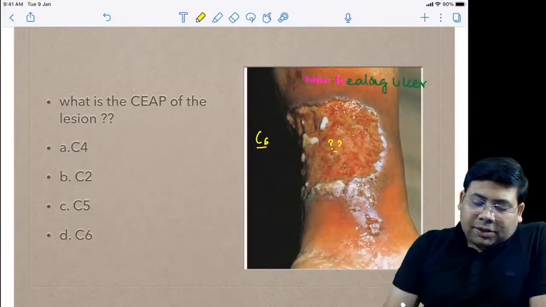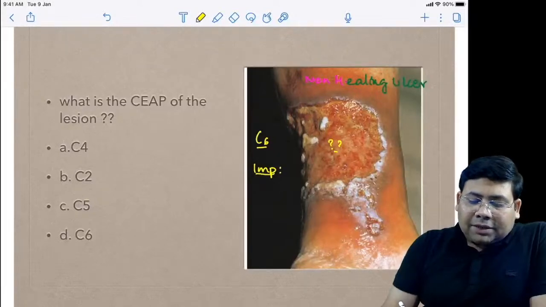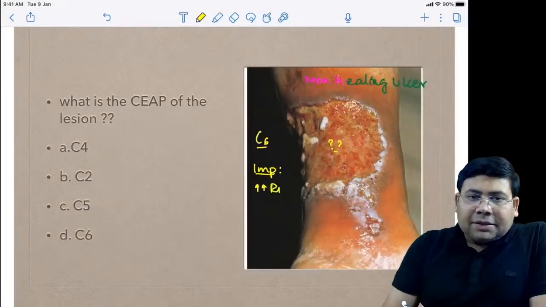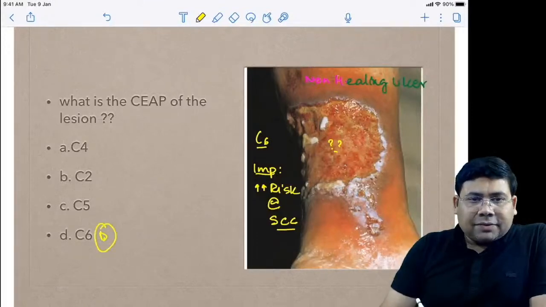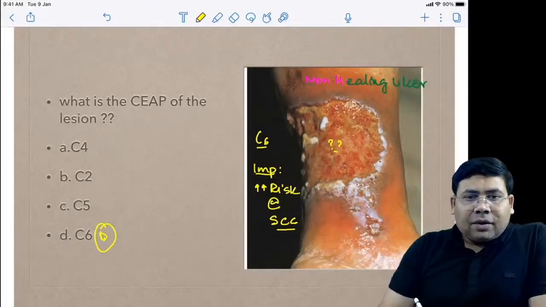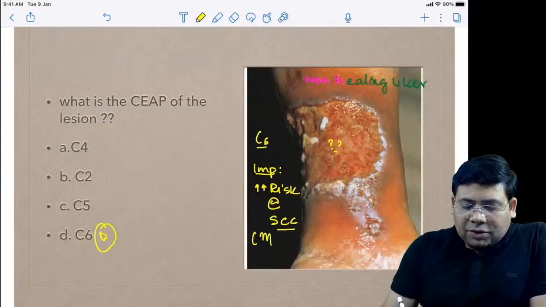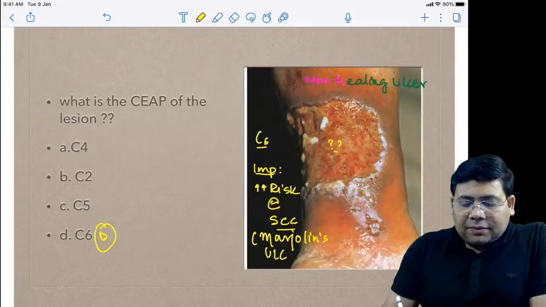One more important thing. It is in these wounds that there is an increased risk of SCC. The answer should be D. And what is that known as? That is known as Marjolin's ulcer.